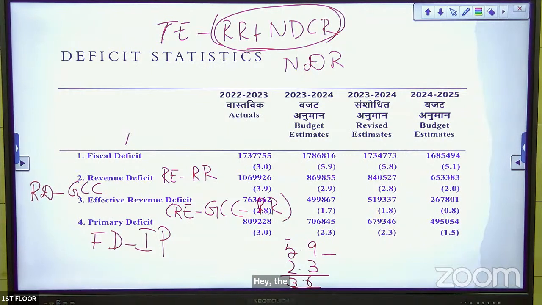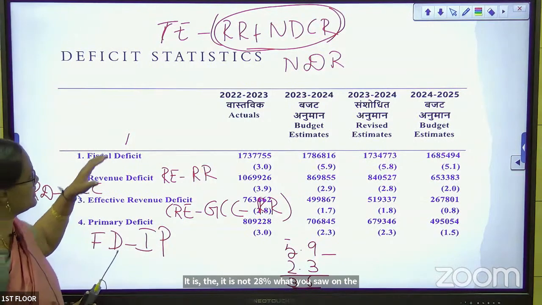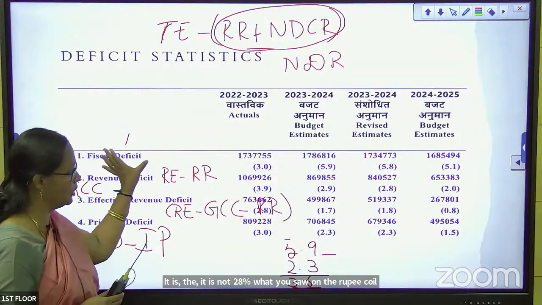You want me to write the total deficit formula on the board and make it 0 and show you the formula? You are clear? No need to revisit again. Right. So fiscal deficit is nothing but DCR. It is the borrowings. It is the 28 paise that you saw on the rupee coin, and which is what the fiscal deficit is.